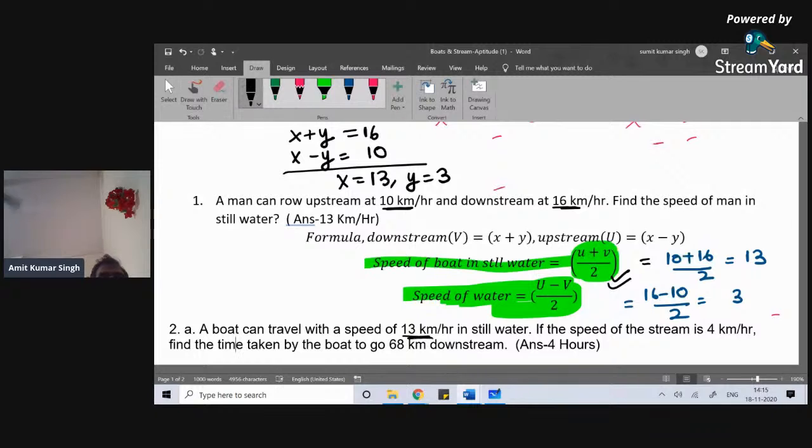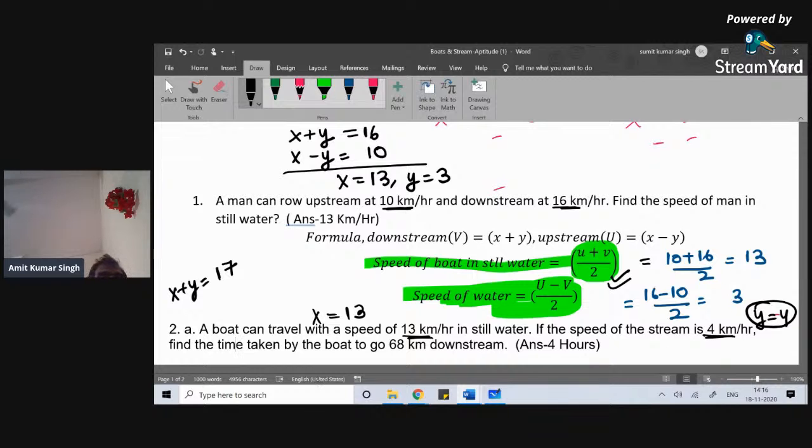x value is 13. So the speed of boat in still water is 13, and the speed of water is 4, and the value of y is 4. So what is the speed in downstream? So your speed in downstream, x plus y, that would be equal to 17. So my speed in downstream would be 17, 13 plus 4.